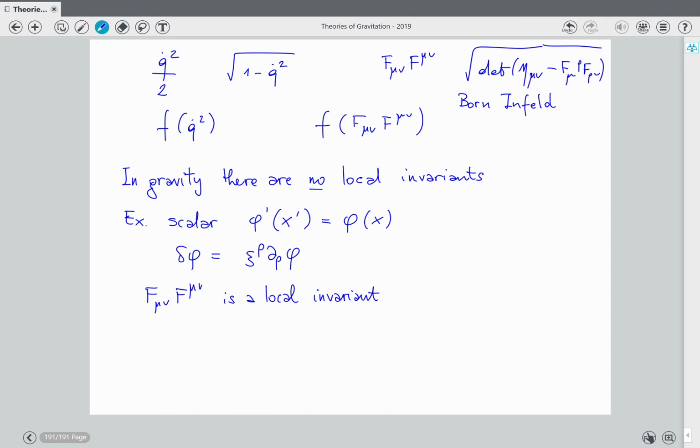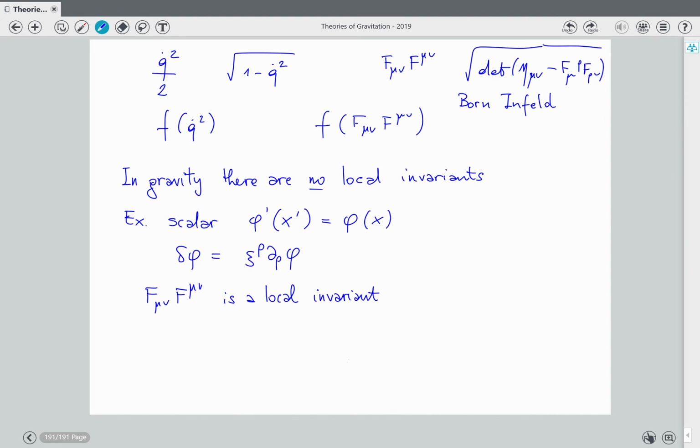What do I mean by local? Something that depends on x and it's invariant in the point x. So it's not taken to another point. Unfortunately, a change of coordinates takes to another point. So that's why you then don't have local invariance. If you compare a scalar in the same point, phi prime in x and phi in x, you know that we have a difference. That's why it's not a local invariant.